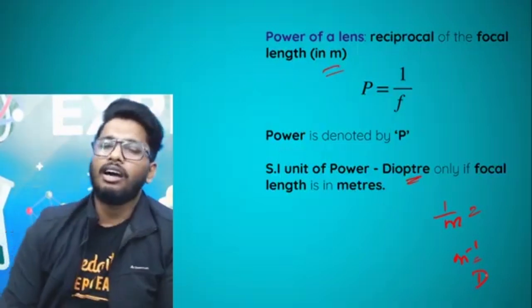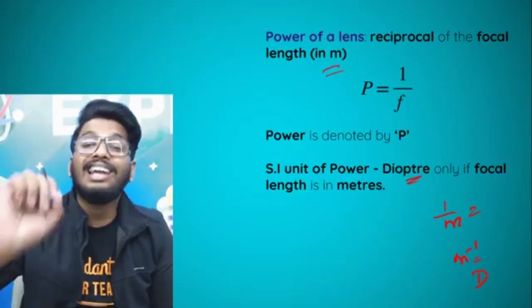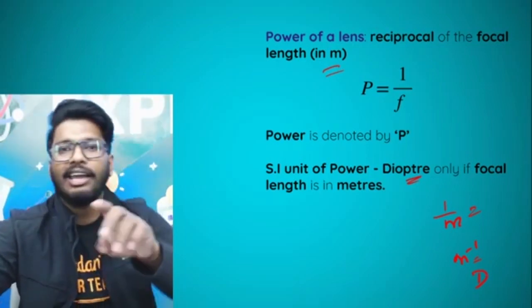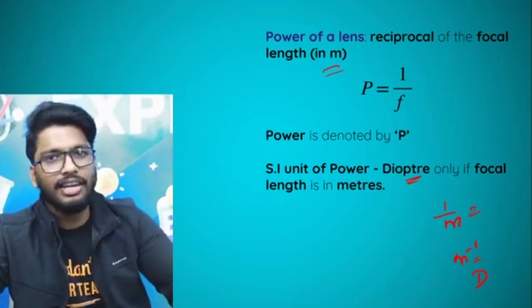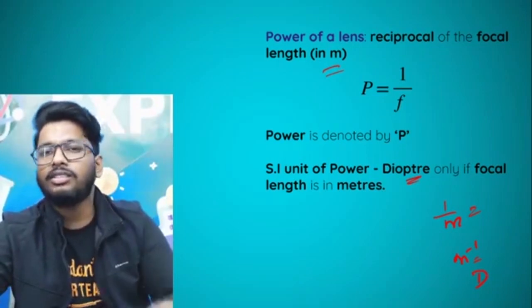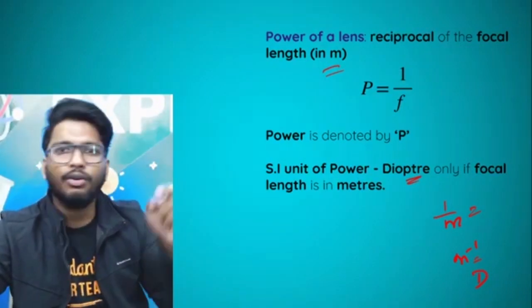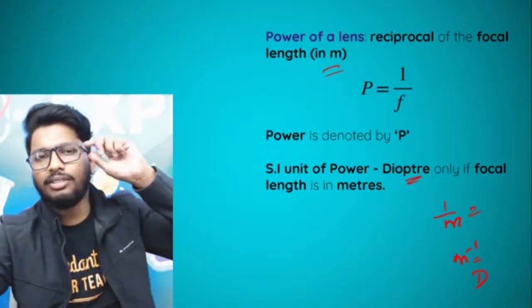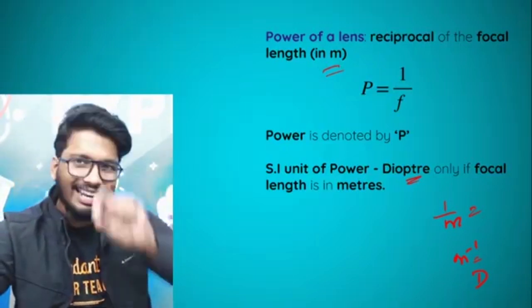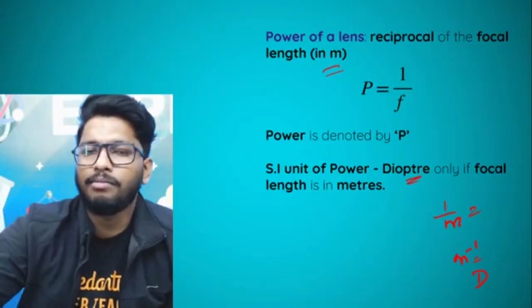That is the SI unit of diopter, and only if the focal length is taken in terms of meter. If you take it in terms of centimeter, then you can't say it. So always remember to convert it to meters before you find out the power, because you're telling it as diopter, and when you're telling it as diopter, it should be in terms of meter itself.